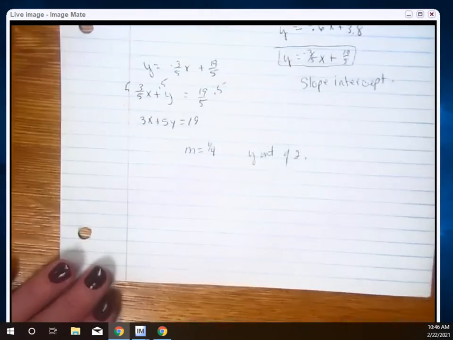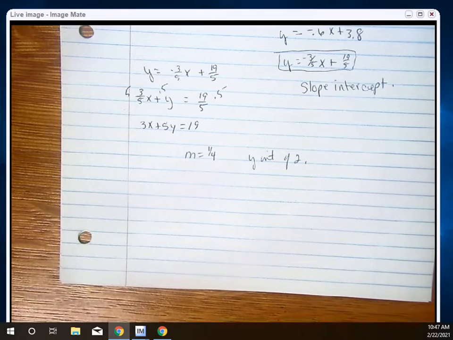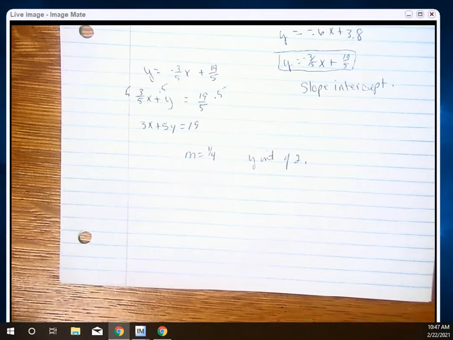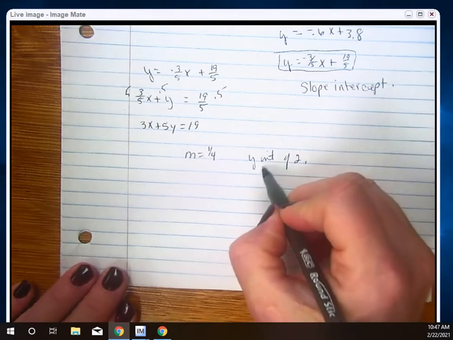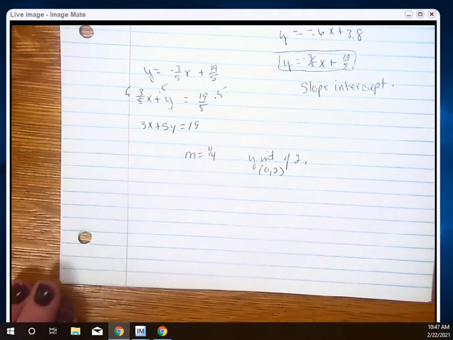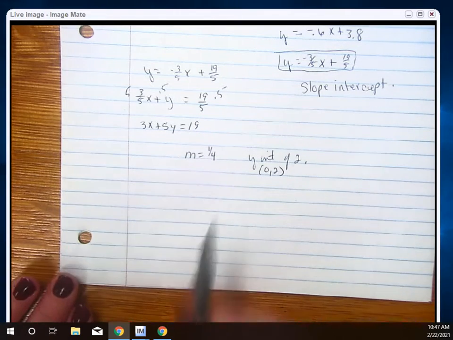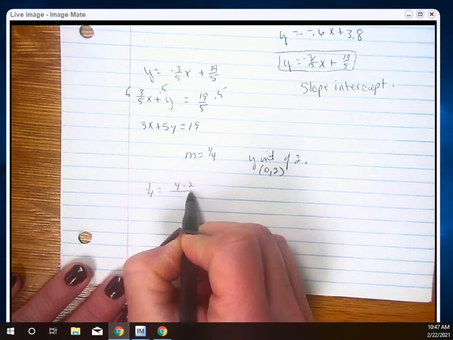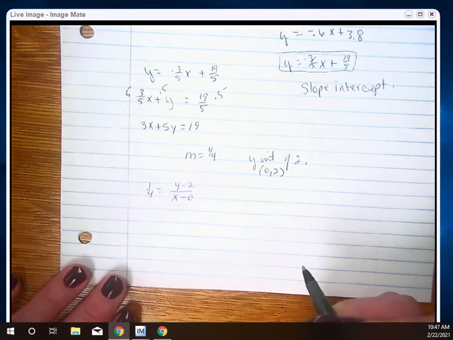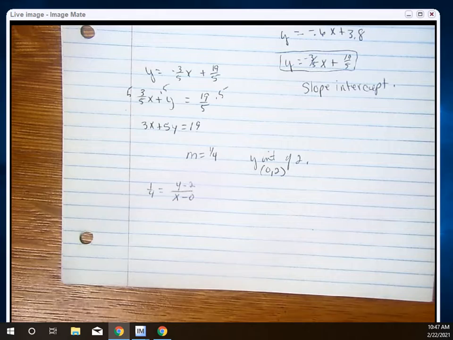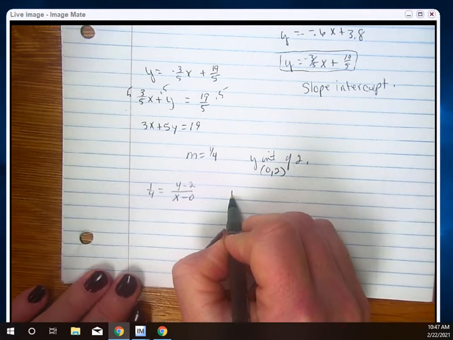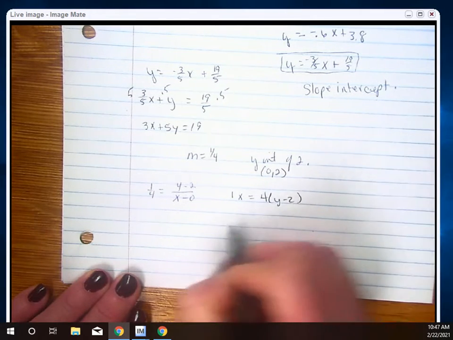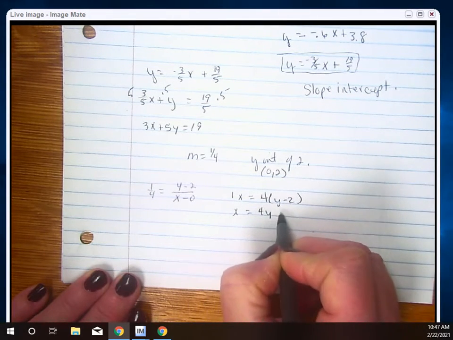Okay. Find the equation of a line with the slope of 1/4 and a y-intercept of 2. Now, you said that there had to be a slope and a point. What point is the y-intercept? The point is 0, 2. So now we have the slope, 1/4 is equal to y minus the y over x minus x. And now we can cross multiply. 1 times x equals 4 times y minus 2. X equals 4y minus 8.